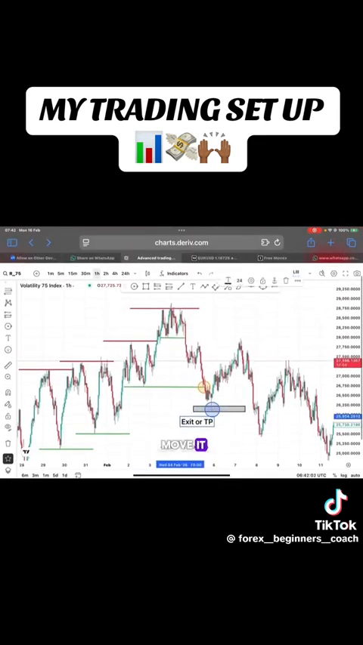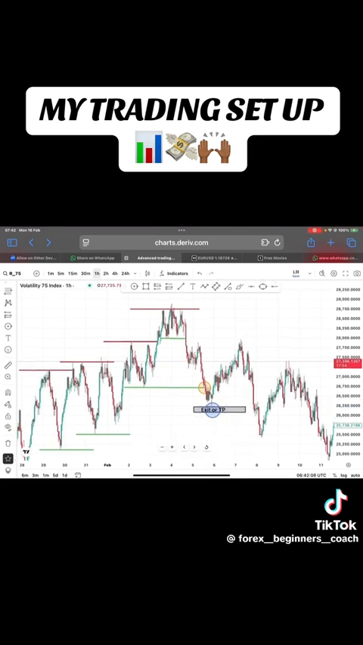So we're going to move it. I need to make it 18. Yeah, so you understand what I'm saying. So this is going to be our TP or our exit point, okay?